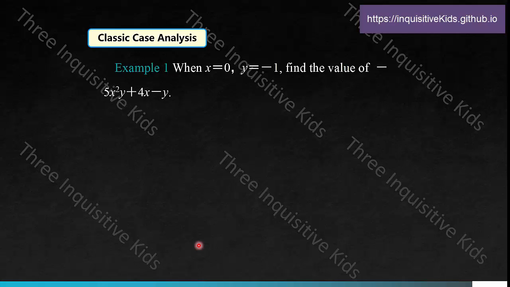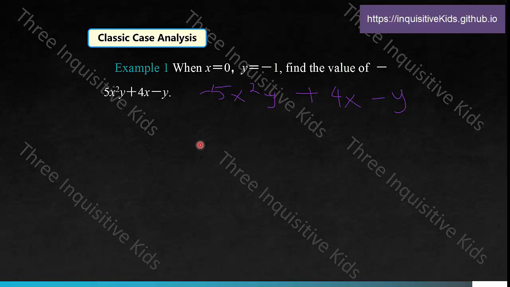Let's do a problem. When x equals 0 and y equals -1, find the value of negative 5x squared y plus 4x minus y. Remember, over here, I already told you that x equals something and y equals something. All you have to do is plug it in and then calculate the value of negative 5x squared y plus 4x minus y. Did you plug it in and calculate it?